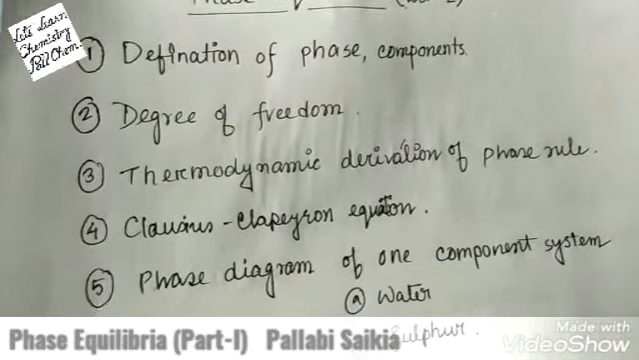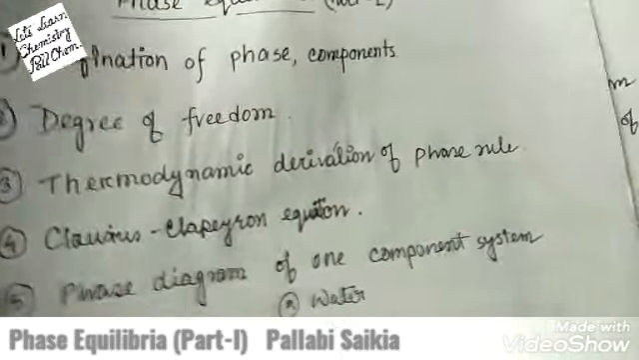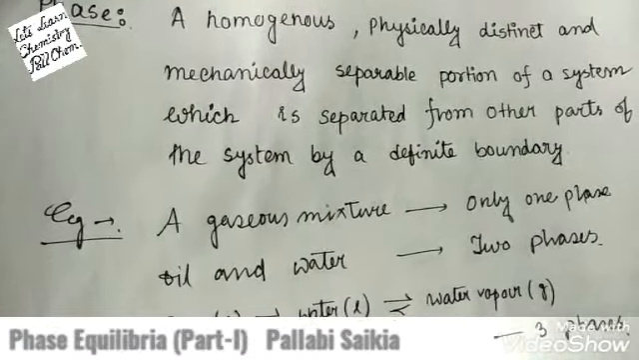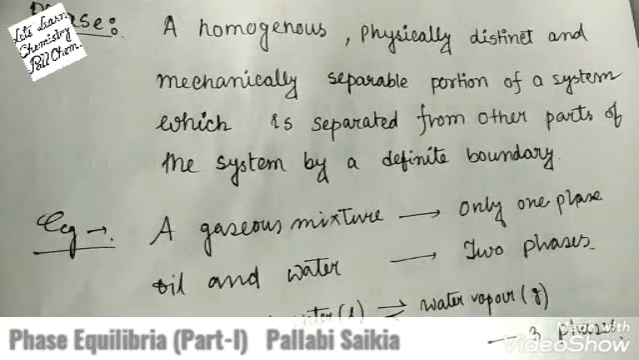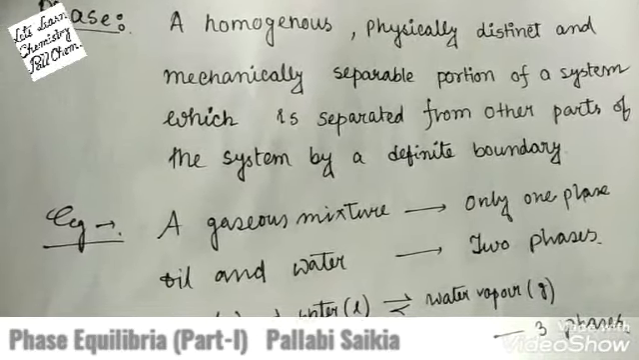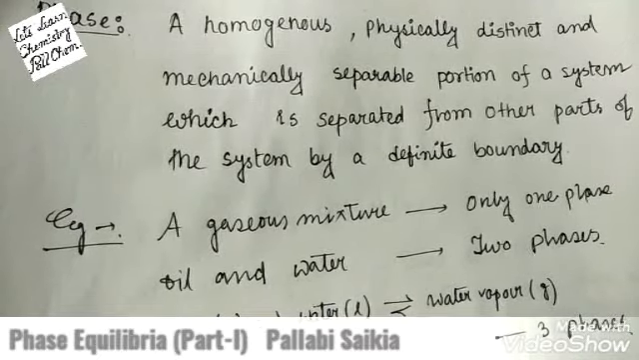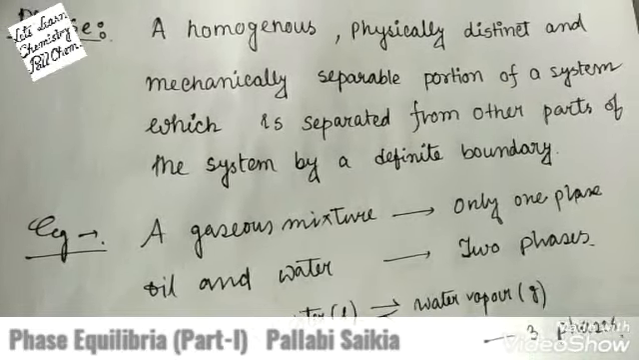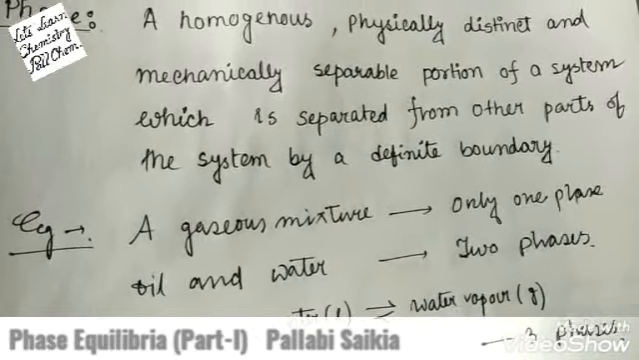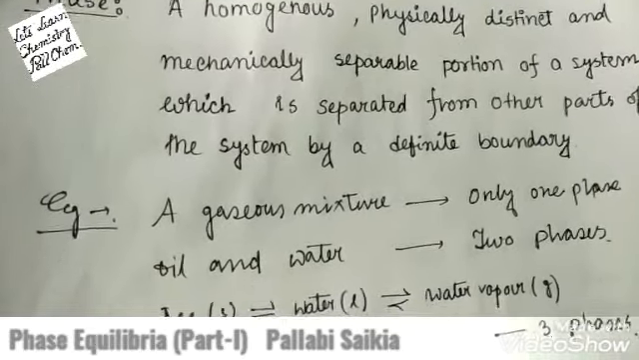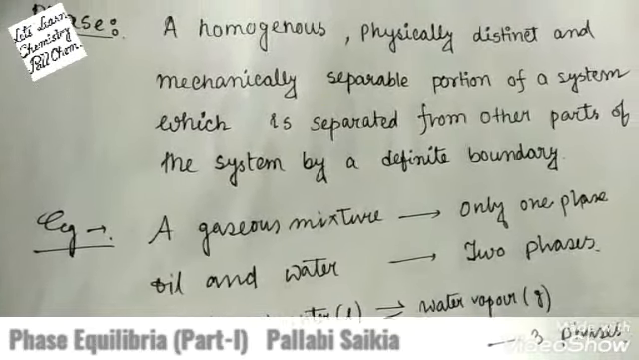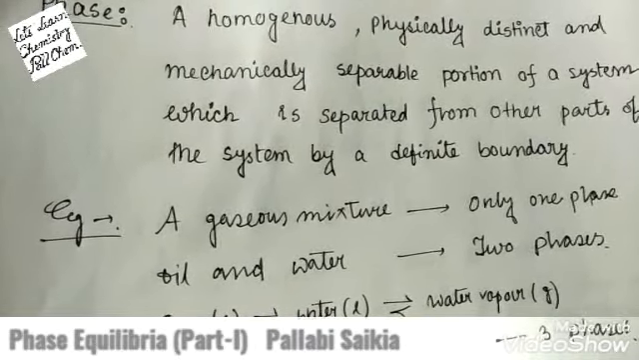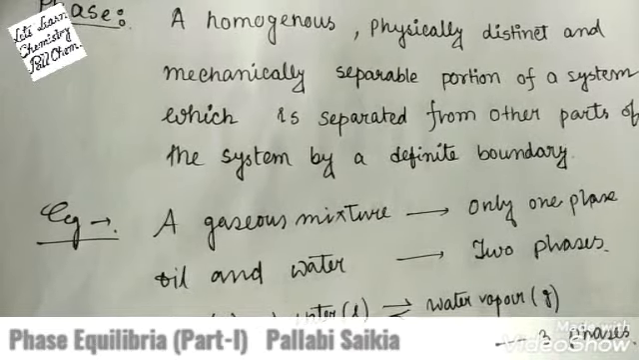Now let us discuss what a phase is. Suppose we are considering a water system. If we decrease the temperature to 0 degrees centigrade, then liquid water will convert to ice. Similarly, if we increase the temperature from room temperature to 100 degrees centigrade, then liquid water will be converted to water vapor. So water exists in 3 phases: one is solid, one is liquid water, and one is water vapor.